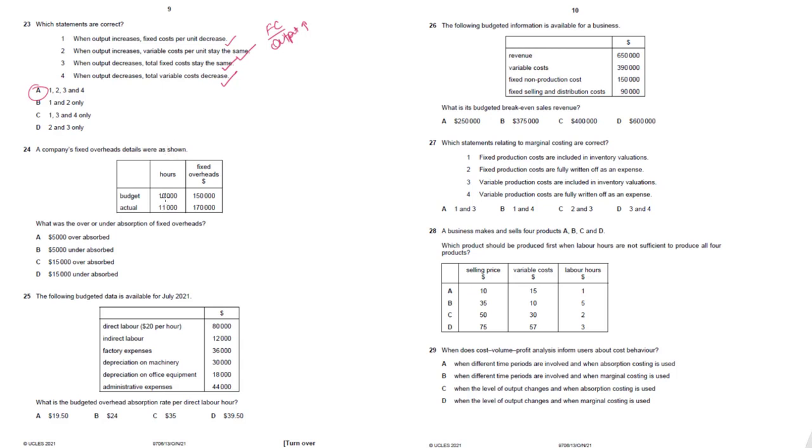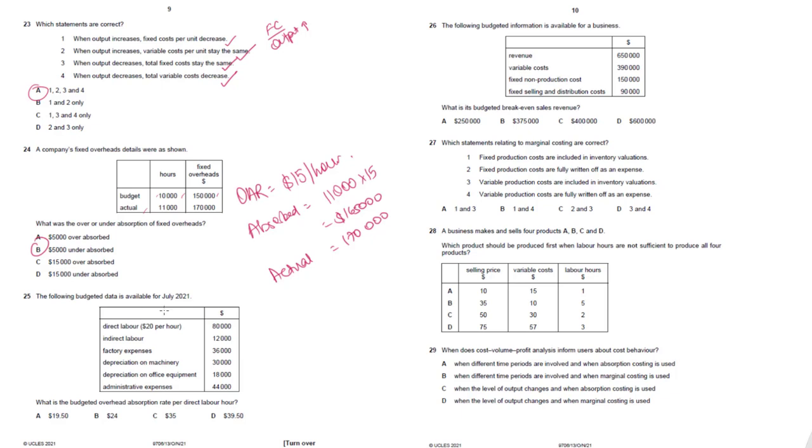A company's fixed overhead details were as follows: budgeted, actual, hours are given, fixed overheads are given. What was the over or under absorption of fixed overheads? First calculate the overhead absorption rate, which is budgeted overheads upon budgeted hours. So $15 per hour. Then calculate the absorbed overheads, which will be actual hours 11,000 multiplied by 15. So 165,000 will be absorbed, and then compare it with actual overheads, which is 170,000. So here you see absorbed is less, so it becomes under absorbed 5,000, 24B.